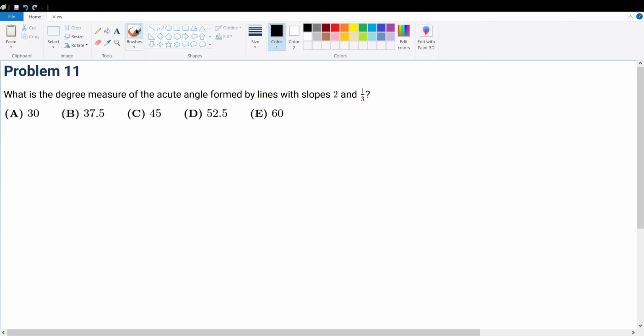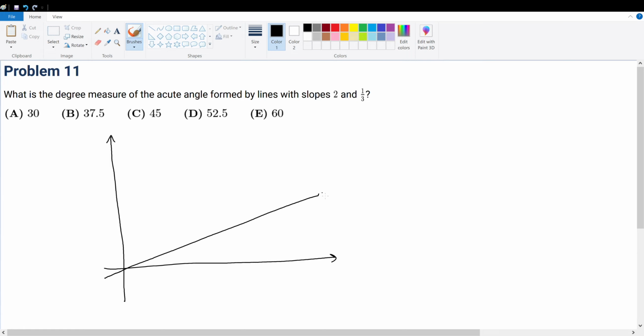Problem 11. What is the degree measure of the acute angle formed by the lines with slopes 2 and 1 over 3? To do this, draw yourself a rough sketch. Let's suppose that this is our coordinate axis system, and we have two lines of slopes 2 and 1 over 3. If we have a slope that's larger and larger, it would be much more flat, so therefore we will have a line that looks like this.